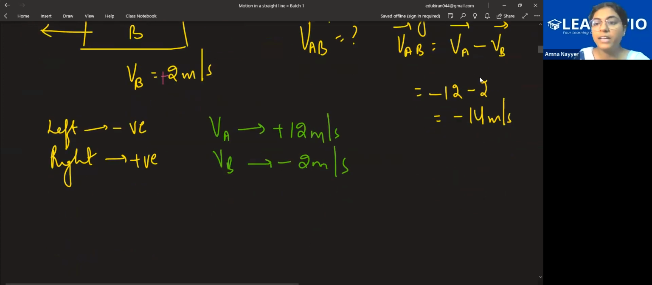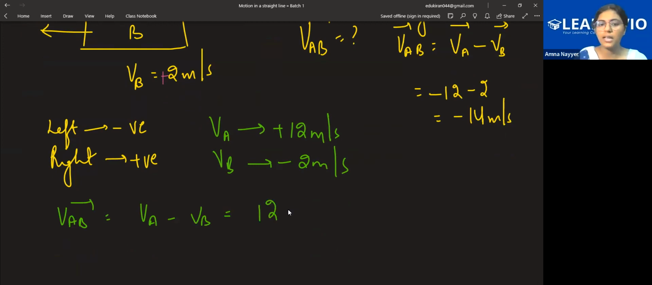Now see, when we are talking about the relative velocity, I have to calculate VAB. That is VA minus VB only. What is VA? VA is 12. Then we have this minus sign. What is VB? Minus 2. Can you see again? This is 12 plus 2, which is equal to 14 meter per second. And I'm getting a positive answer.